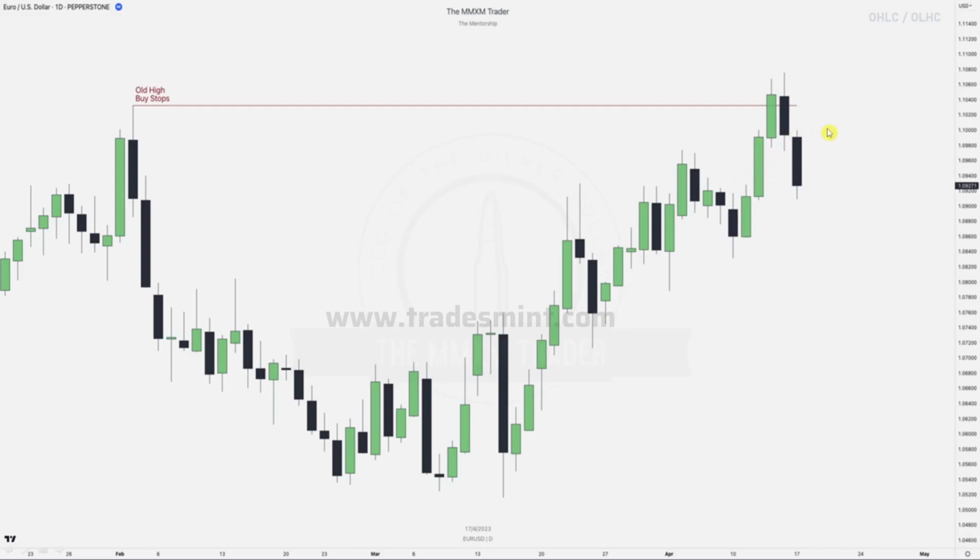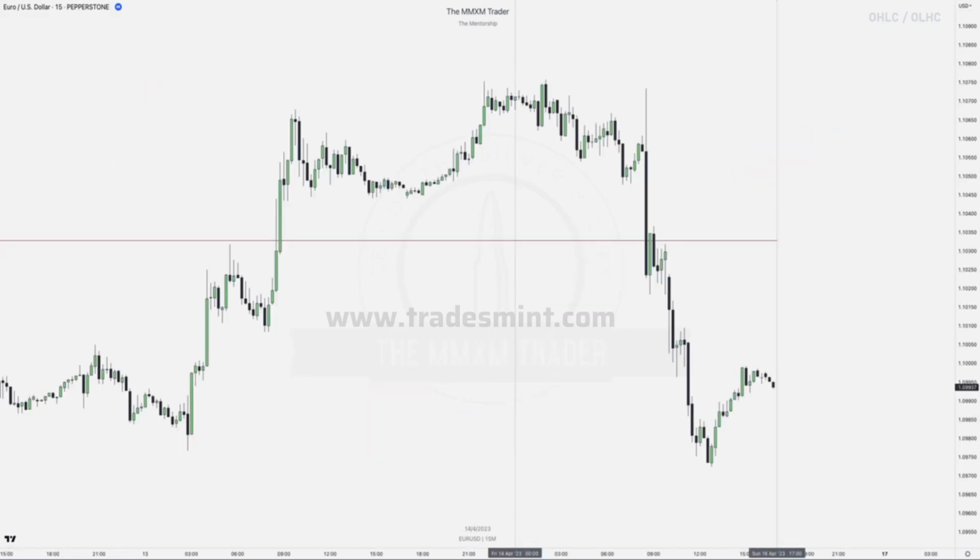So how does that look like on an intraday chart? So we got this Euro USD 15-minute chart, right? We ran buy stops above this red line, right? So we are having a bearish day afterwards. So how does that look like with more annotations?